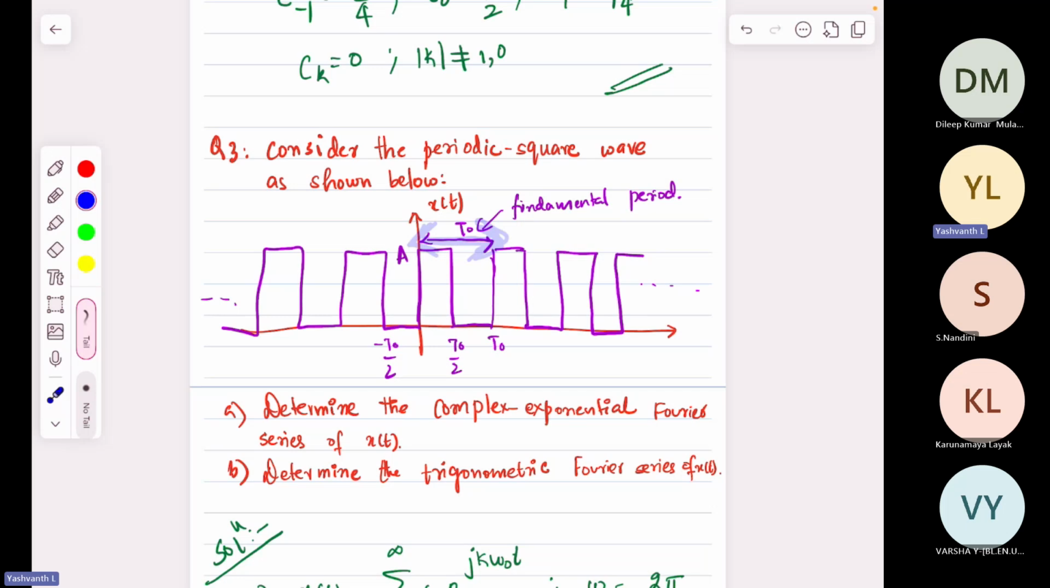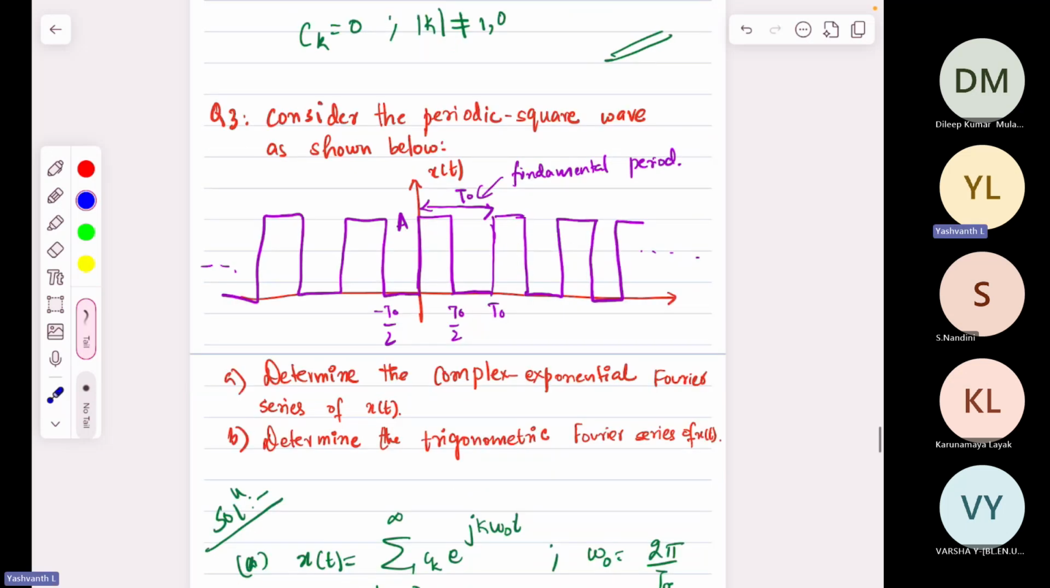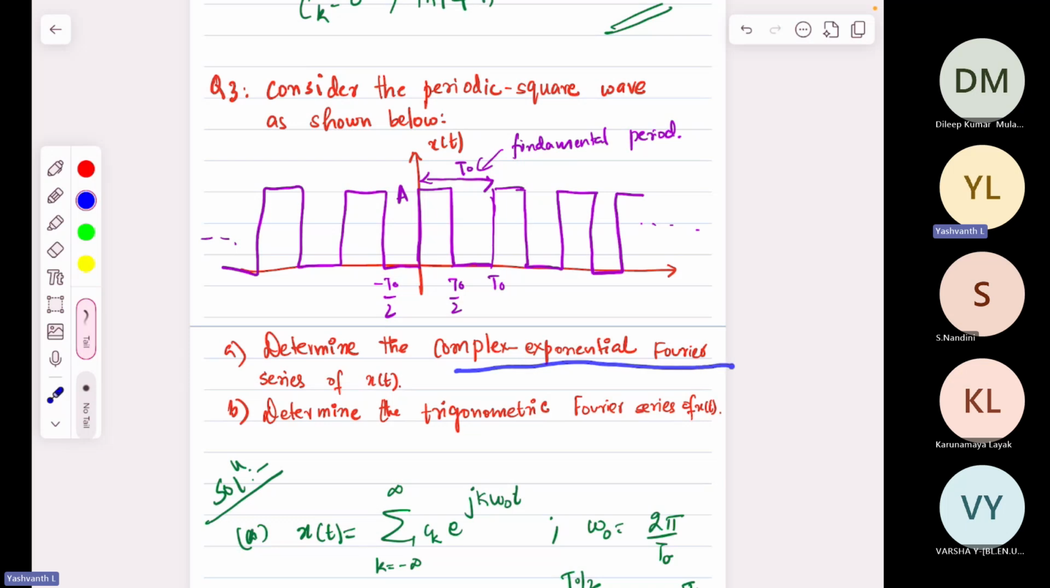I'm saying that the fundamental period is given to be capital T naught, and for the first T naught by 2 duration, the amplitude of x of t takes the value A, and for the next T naught by 2 duration, it takes the value 0. That is how I characterize x of t, and this keeps on repeating for every T naught. The first question is, determine the complex exponential Fourier series of x of t. The second question is, determine the trigonometric Fourier series of x of t. These are two questions, and we'll solve them.